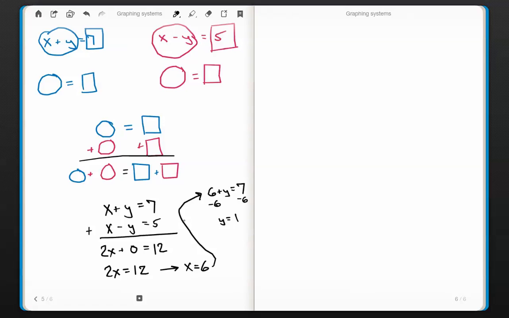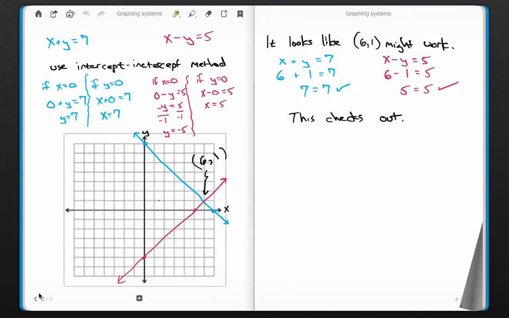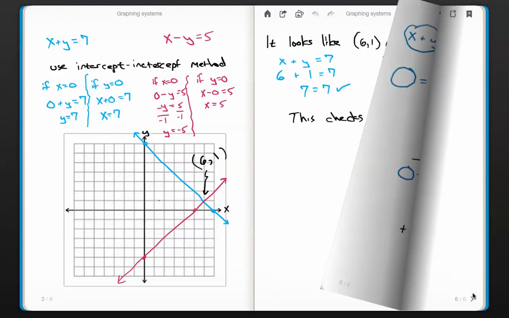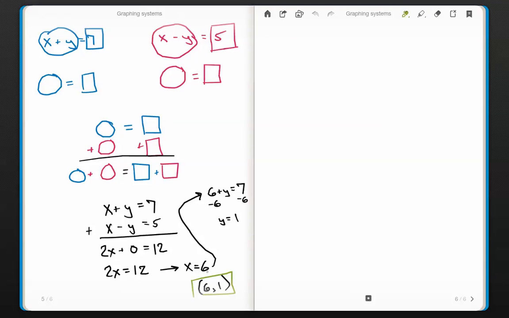So without even drawing a picture, I can now tell you that the solution to this system is 6, 1. And we put a box around that answer. Green box for success. And that's just what we learned on the other page. We learned that 6, 1 works by drawing a picture. Well, we can do the same thing by adding two equations together.